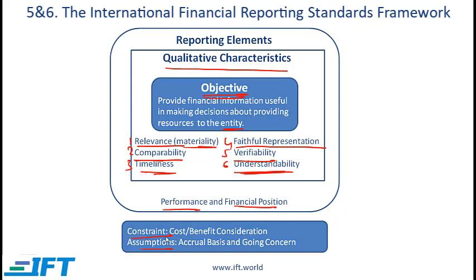A classic constraint is the cost-benefit consideration. Clearly, if it costs an immense amount of money to create a report that is very beneficial, then there is something wrong with that. So if it costs $20 million to create the financial reports, and the financial reports are extremely beneficial, clearly that represents a problem. So there has to be an appropriate balance between the cost of financial reporting and the benefit associated with financial reporting. The financial reporting framework has some underlying assumptions.